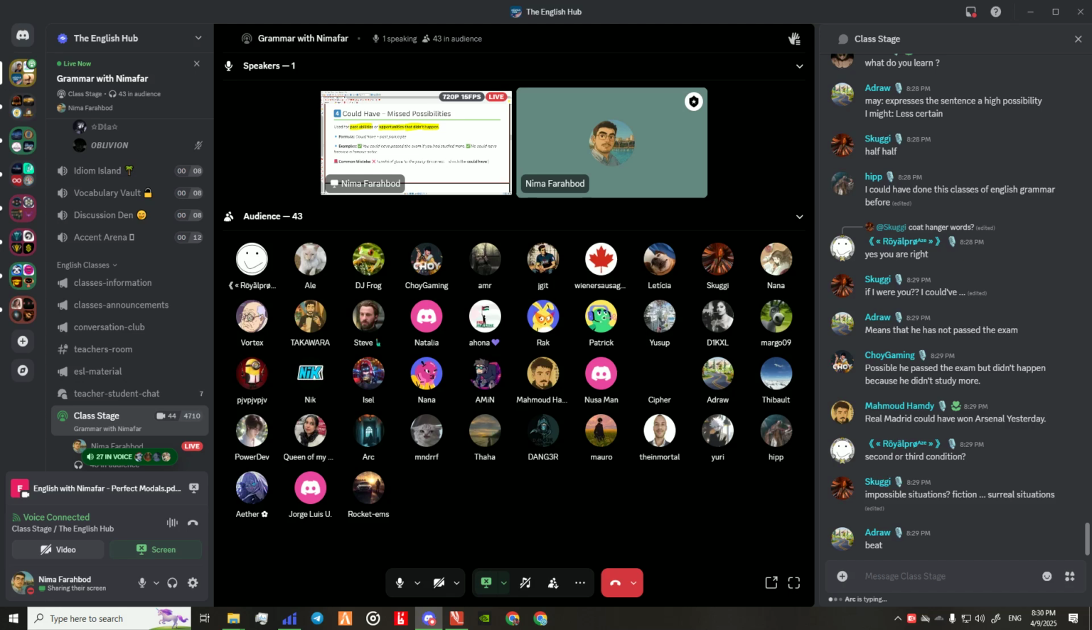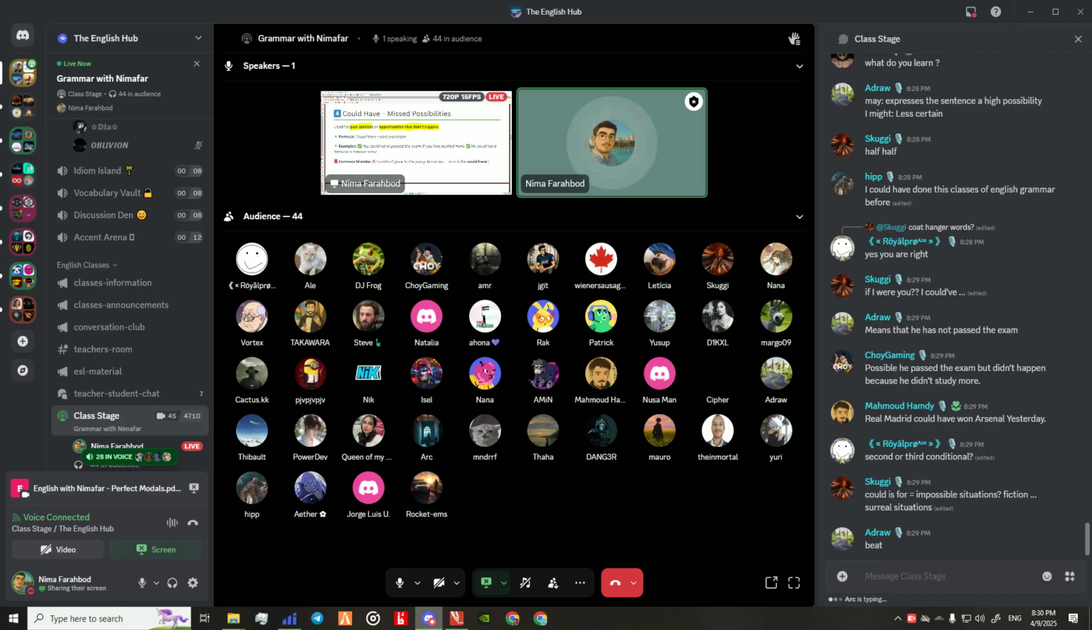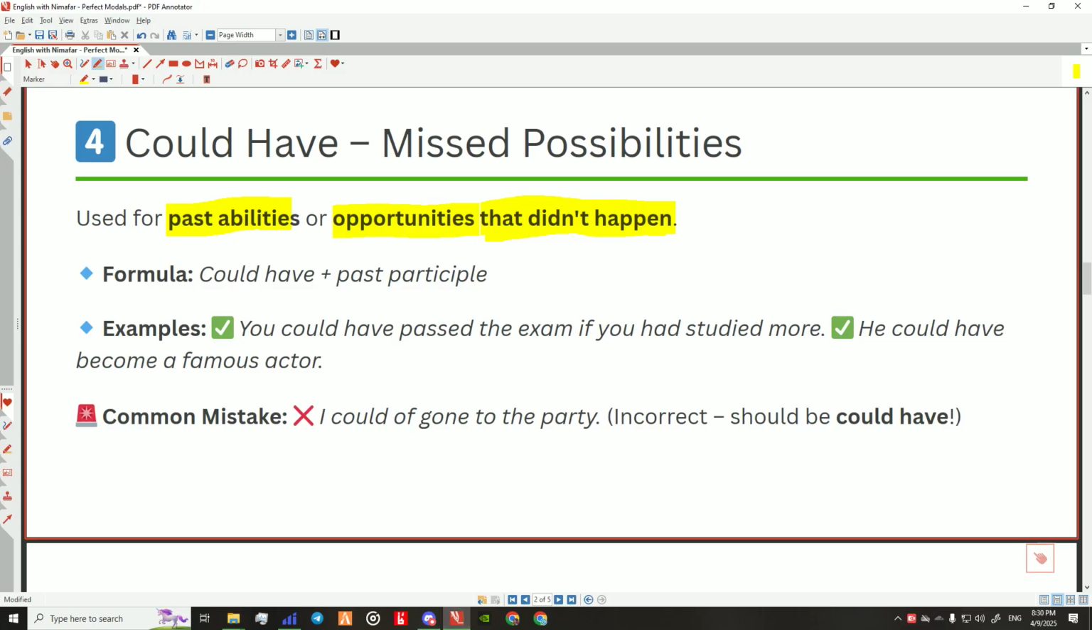Second or third conditional? Very good, third conditional. For example, if I had seen you, I would have said. Now we say "could have" because it's a missed opportunity. So, you could have passed the exam if you had studied more. It means in the past you didn't study, therefore you lost a chance to win. You missed this opportunity, which was passing the exam.